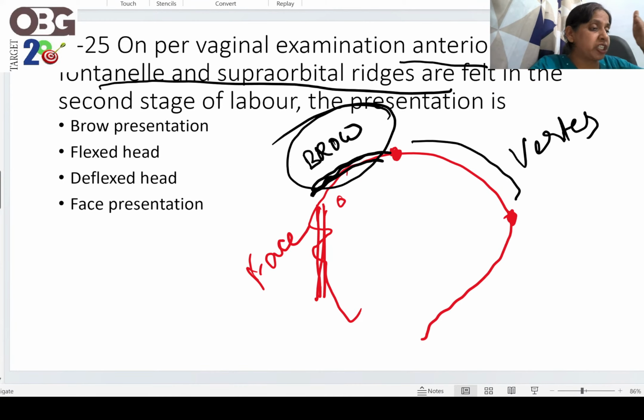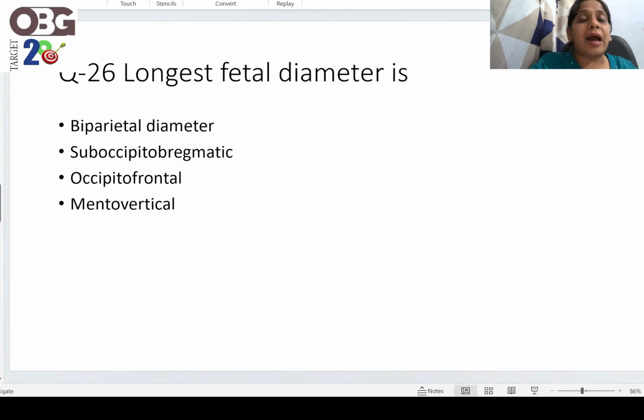In the face presentation, very good Dr. Praveen, we will feel nose and lips. Okay, very good Dr. Rohit. And in the brow presentation, we will be feeling forehead, supraorbital ridges and anterior fontanelle. In the vertex, we will be feeling anterior fontanelle and posterior fontanelle. Largest fetal diameter is mentovertical. You can see it's a long diameter from the mentum to the vertex. Vertex is the top part of the skull. It's a very long diameter. Okay, mentovertical.